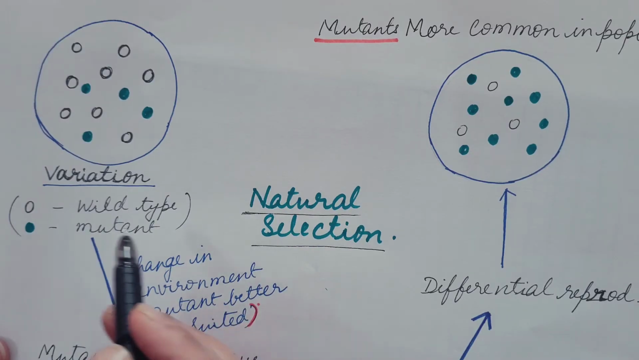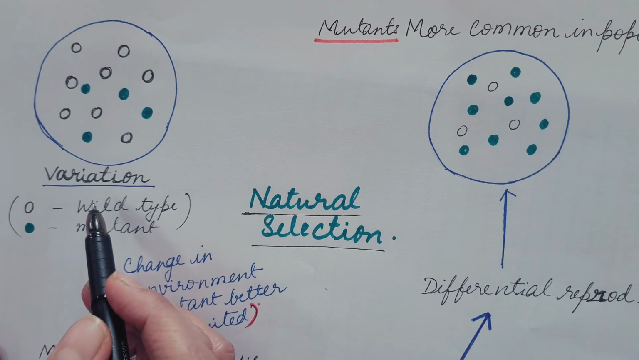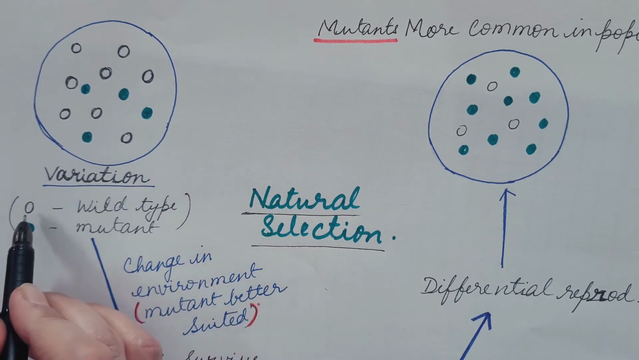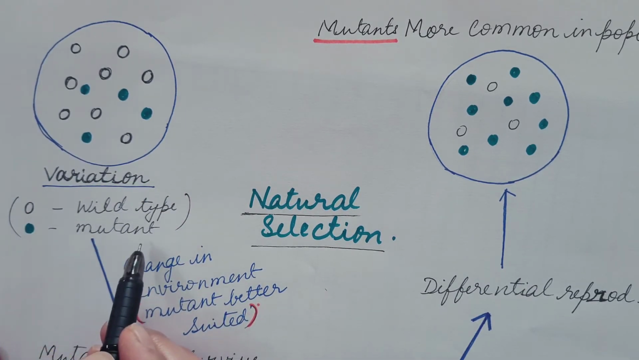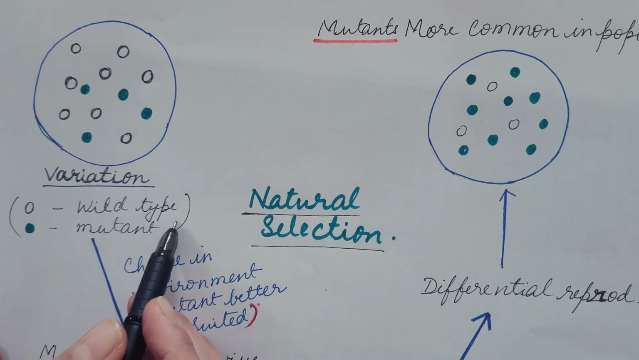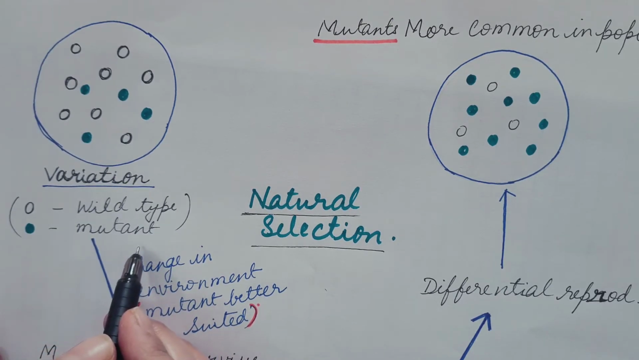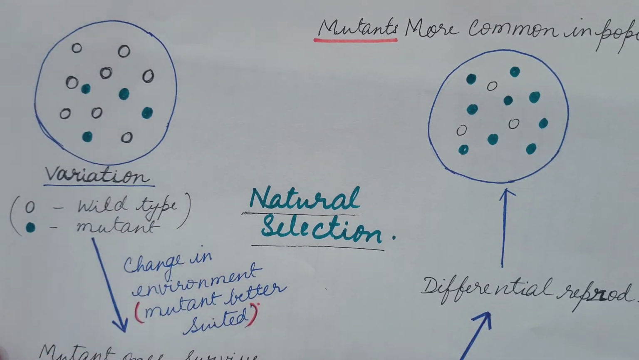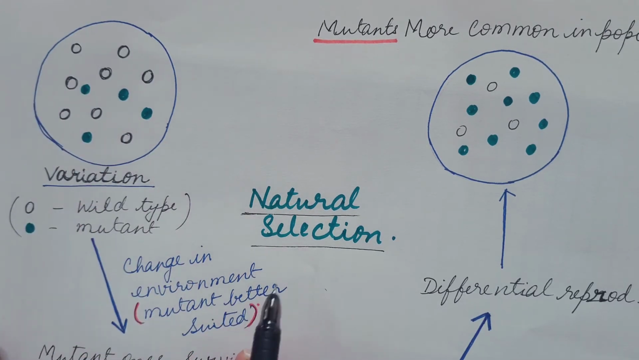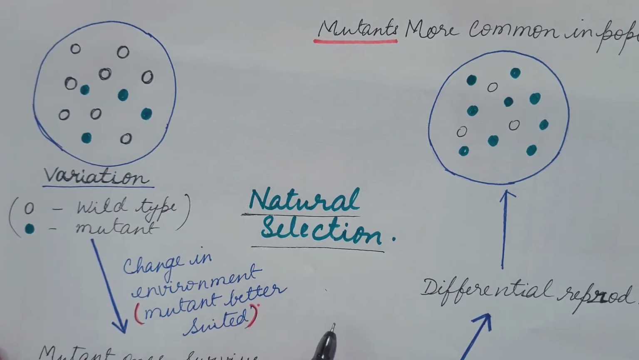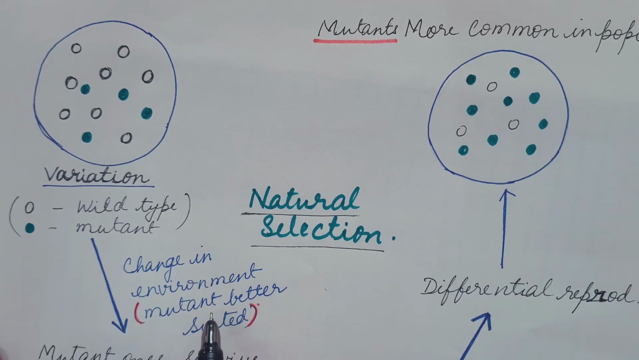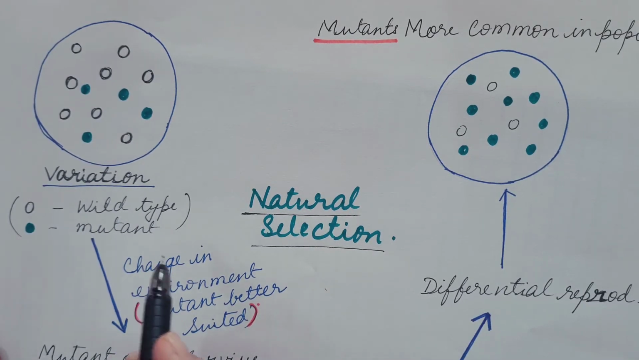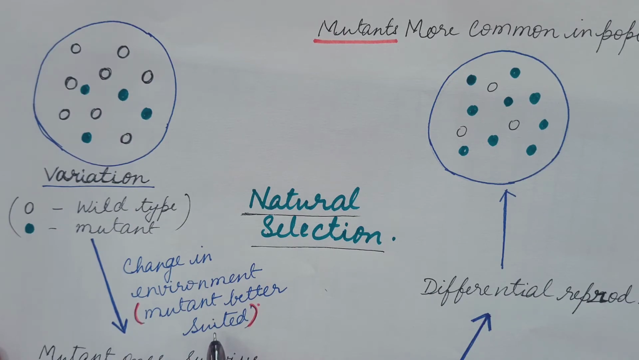Now let us understand this differential reproduction with the help of this figure. This is the initial population in a particular environment. Here this is the wild type and this is the mutant type. Wild type are due to the wild type genes and mutants are due to the presence of mutant genes. Now, due to some factors, there is a change in the environment. And the change is such that mutant varieties are better suited or better adapted to that changed environment compared to the wild type.